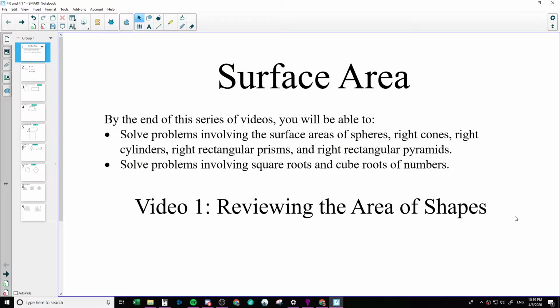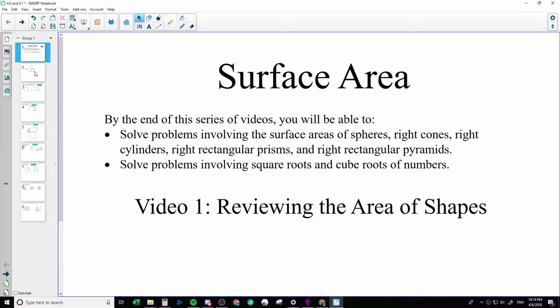This next unit is on the surface area of three-dimensional shapes. By the end of this series of videos, you will be able to solve problems involving the surface areas of spheres, right cones, right cylinders, right rectangular prisms, and right rectangular pyramids. The other thing that you will be able to do is to solve problems involving square roots and the cube roots of numbers. So in this first video, we're going to review the area of shapes.